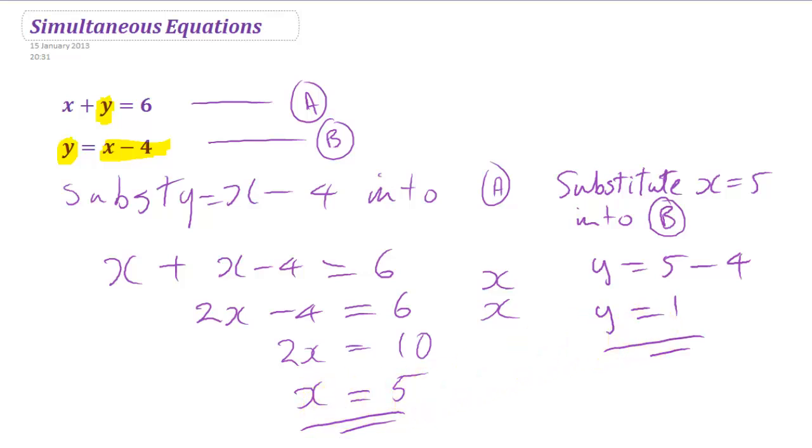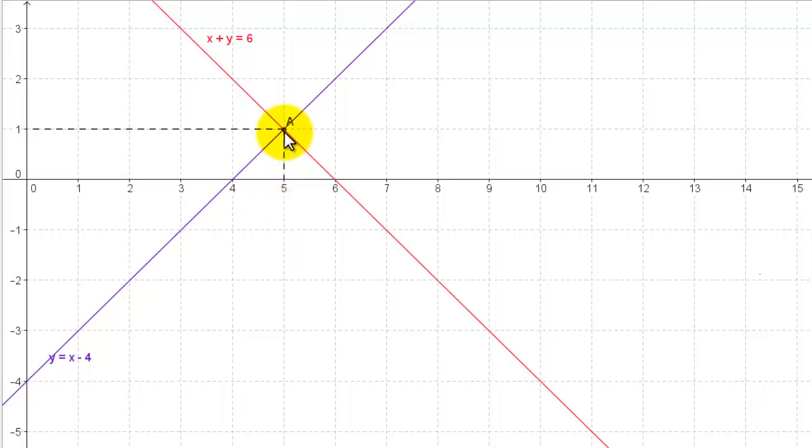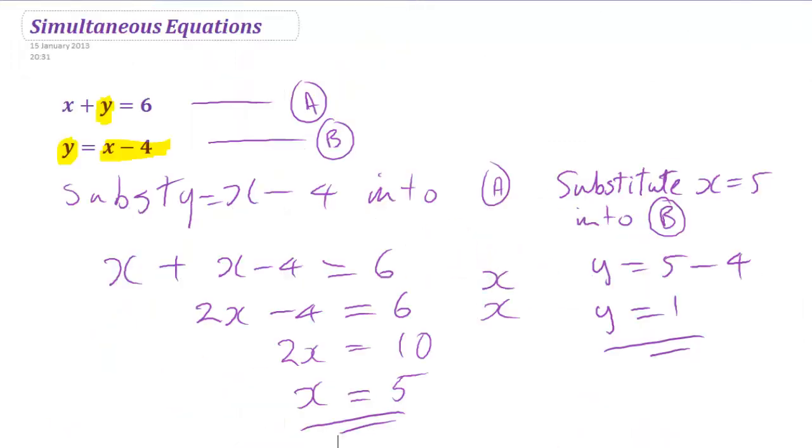And if we go back to the graph, we can see x was equal to 5 and y equals 1. So we could solve the equations both ways. We could either draw the graphs or we could do the algebra.